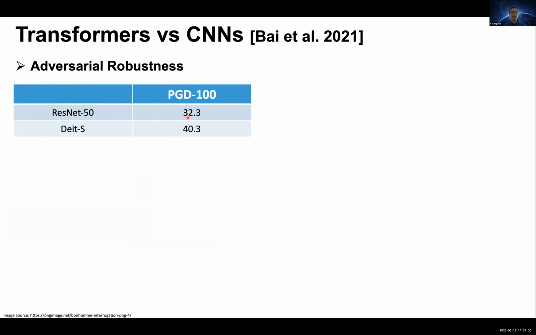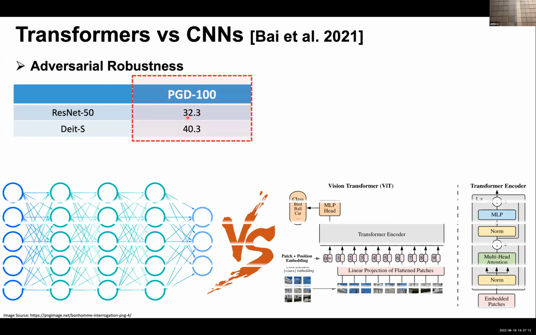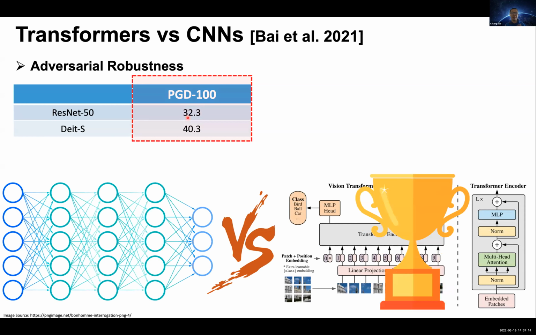So here you can see that for DeiT, it basically got 40.3, while ResNet only got 32.3. The gap is around 8%, right? A huge gap. So from these results, we can say maybe in terms of the small adversarial perturbation-based robustness, transformers are much better than ConvNets.